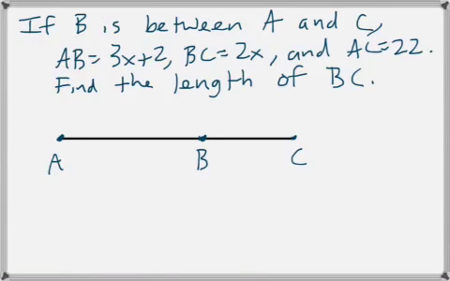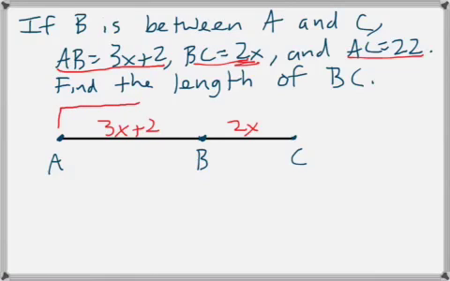At this point, we're going to label what we have. And so we're being told that AB is 3x plus 2. So we're going to label it with 3x plus 2. BC is 2x, that we get here. This piece is 2x. And AC is 22. And the same thing we did before, I'm just going to label that this way to show that it's the whole thing.